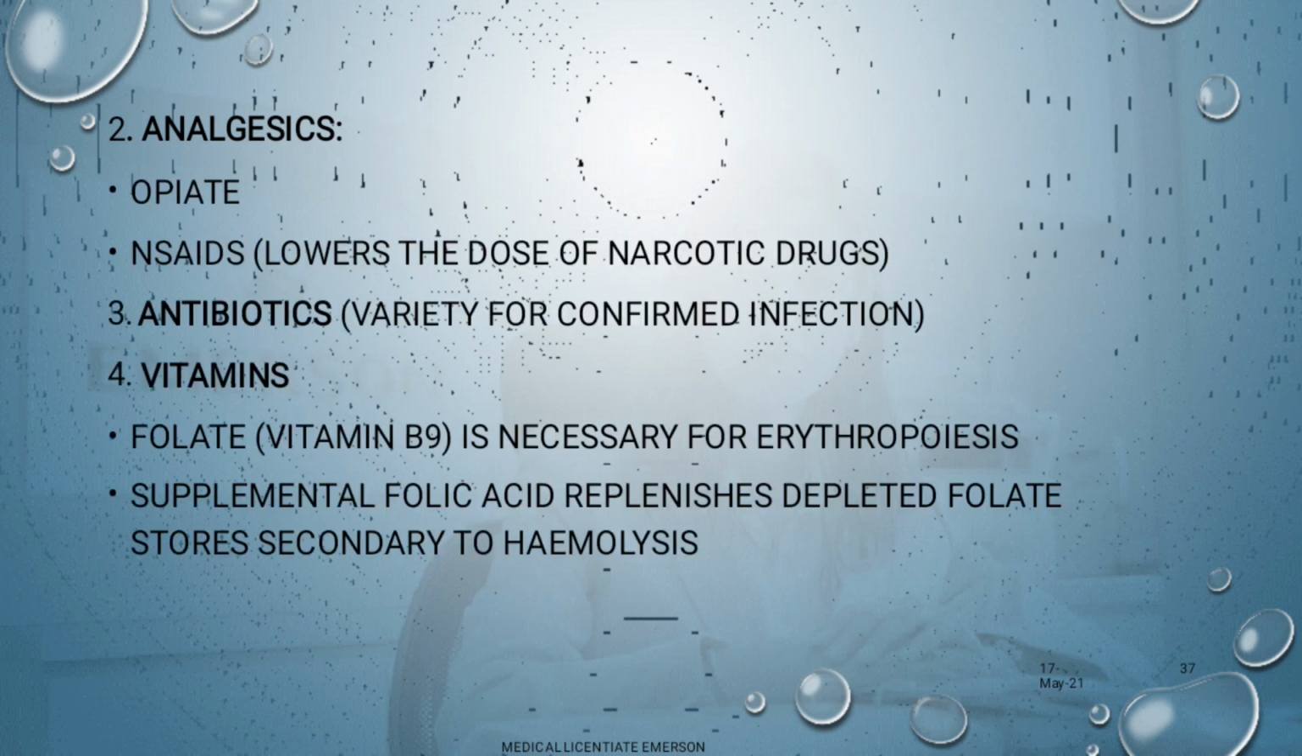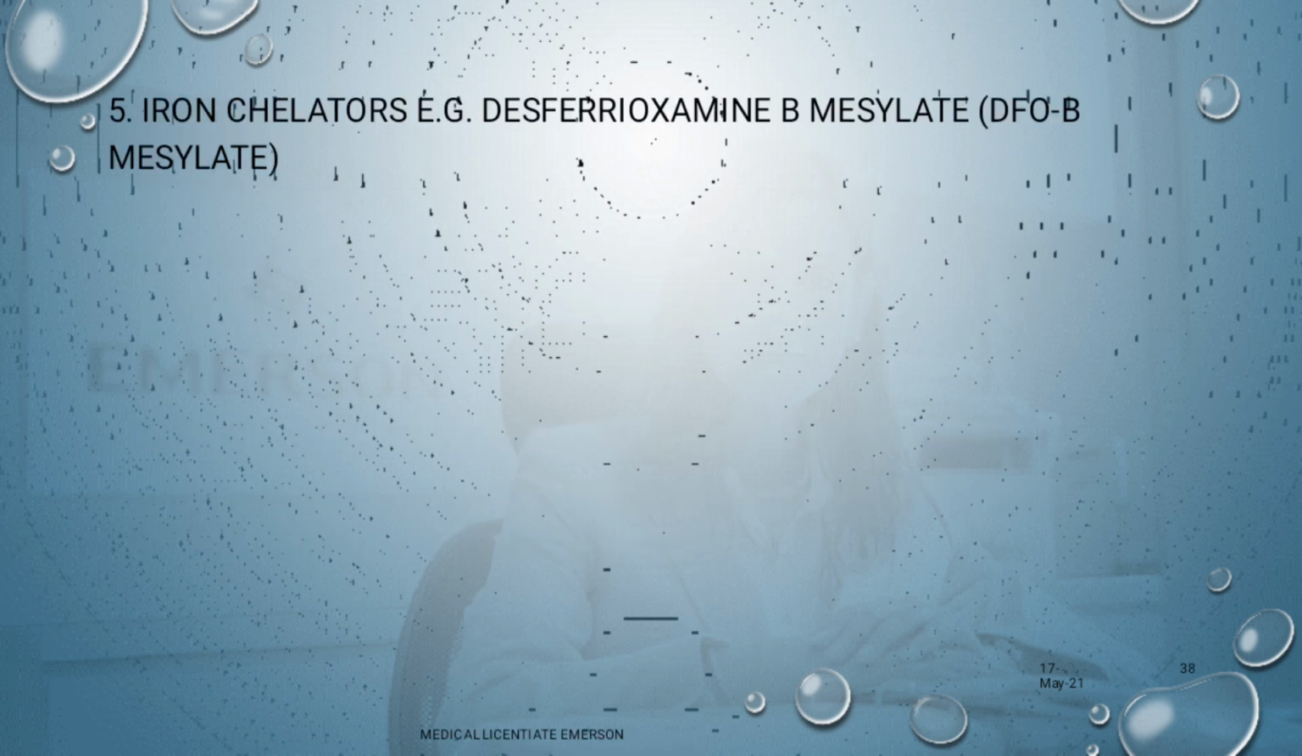Okay. Then analgesics, opiates, NSAIDs. You have to know that you have to lower the dose of narcotic drugs. Then antibiotics, varied, for confirmed infection. Then vitamins, of course, folate, which is vitamin B9, for life, which is necessary for erythropoiesis. Then supplemental folic acid replenishes depleted folate stores secondary to hemolysis.